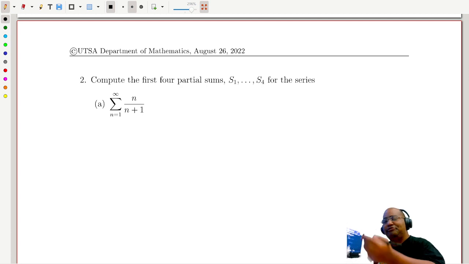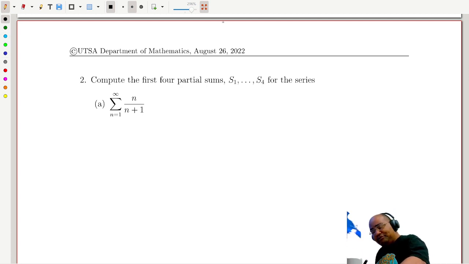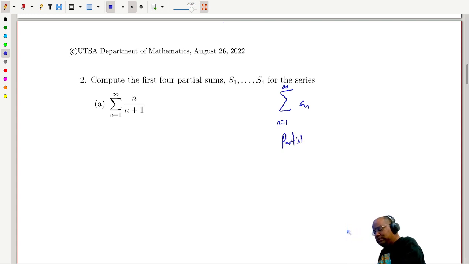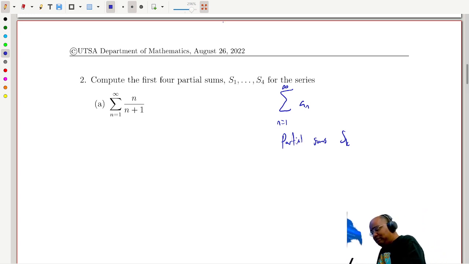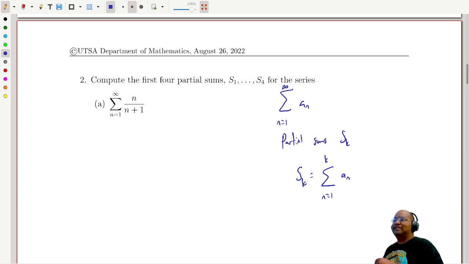So if I have a series, let's draw it here. If this is my sum, the sum from n equals 1 to infinity, then Sk, the partial sums, means that we just sum from the first term all the way up to the kth term. That means we're going to look at the sum from n equals 1 to k of an. This is akin to a definite integral here.